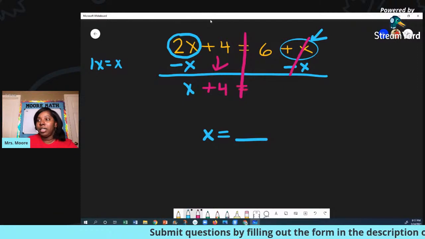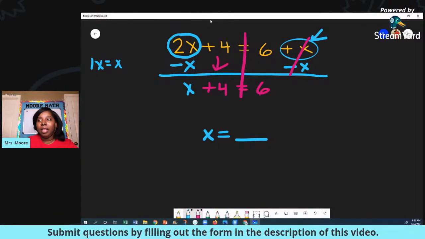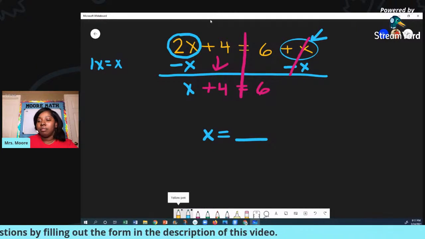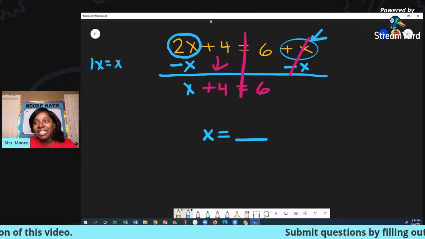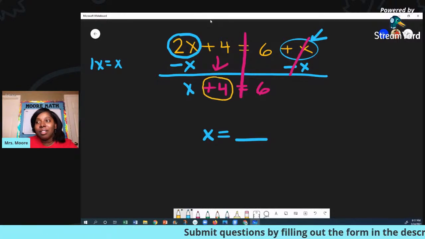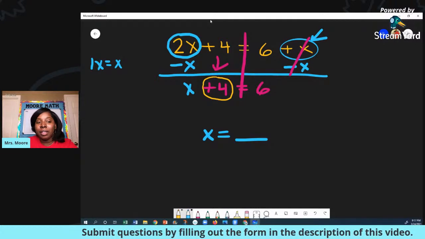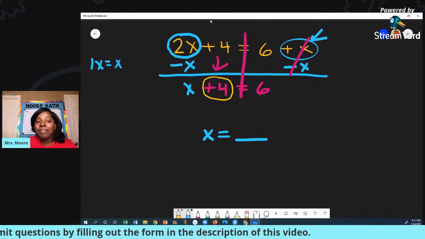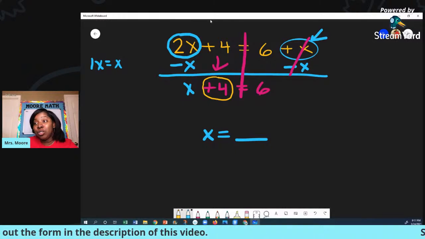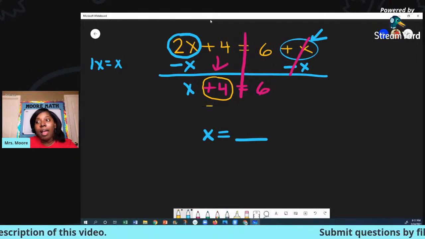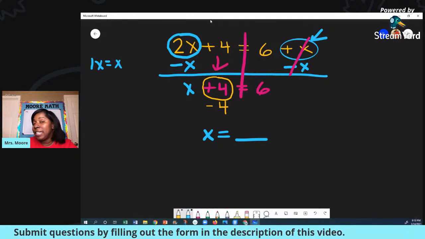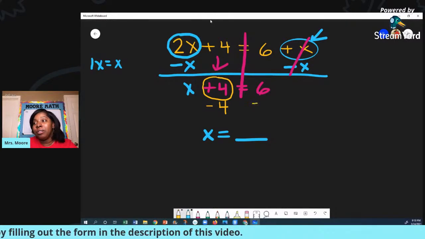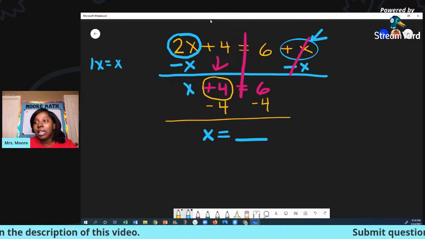x plus 4 equals 6. All right, now what? Well, I have my x's on the left side, but I still have this 4 here. It's getting in the way. I need to get rid of that. So again, I have to get rid of addition and I need to get rid of this 4. How do I do that? I'm going to subtract 4, the opposite of addition, and whatever I do to the left side, if I take away 4 on the left side, I have to take away 4 on the right side to keep it balanced.